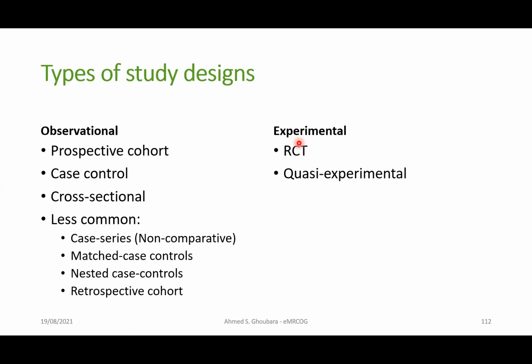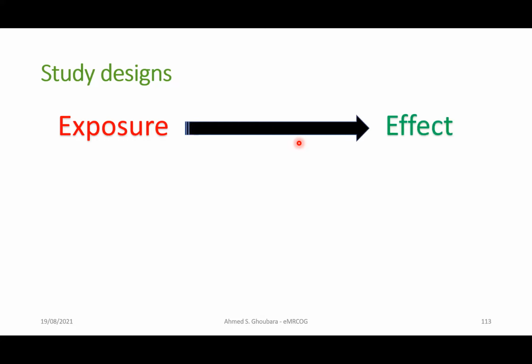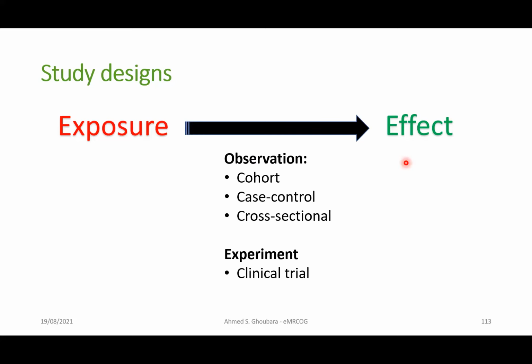First, the whole point of research in medicine, by the way, is concerned about two main things: exposure and effect, or outcome, disease. Exposure and outcome: smoking and lung cancer, BRCA mutation and breast cancer, HPV infection and cervical cancer, for example. So you might observe or you might do experiments.